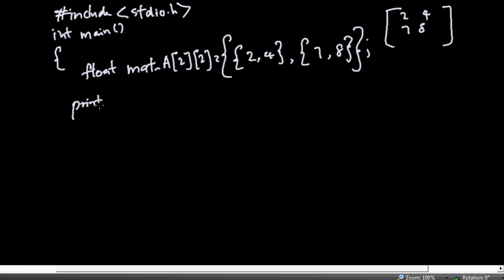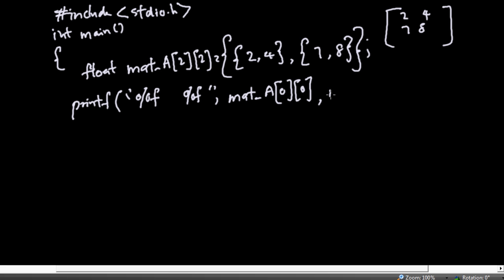First, printf "%f spacebar %f", and you're going to display the first two parts of the first row of the matrix. So you're going to display this 0 0 coordinate, and you're going to display the coordinates of 0 and 1. Don't forget the \n over here.